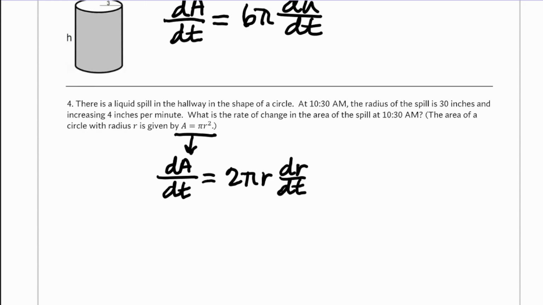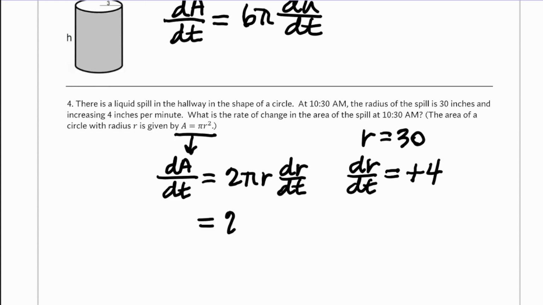Okay, the derivative of r squared is going to be 2r times the derivative of r for the chain rule, because the radius is increasing. So we need to have that in our formula. Okay, so I think I've got everything I need. The radius is 30. The rate of change of the radius with respect to time, dr/dt, is positive 4 because the radius of the spill is increasing. So this rate of change of the area is going to be 2 pi times r times dr/dt.